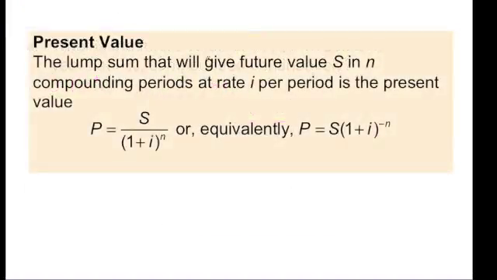Now the present value, a lump sum that will give the future value S in compounding periods for interest rate i per period is the present value. So the present value equals the future value divided by 1 plus i raised to the n power. Now remember, i is the annual interest rate divided by the compounding period, and n is the number of compounding periods times the number of years. So just reminding you what those values are.